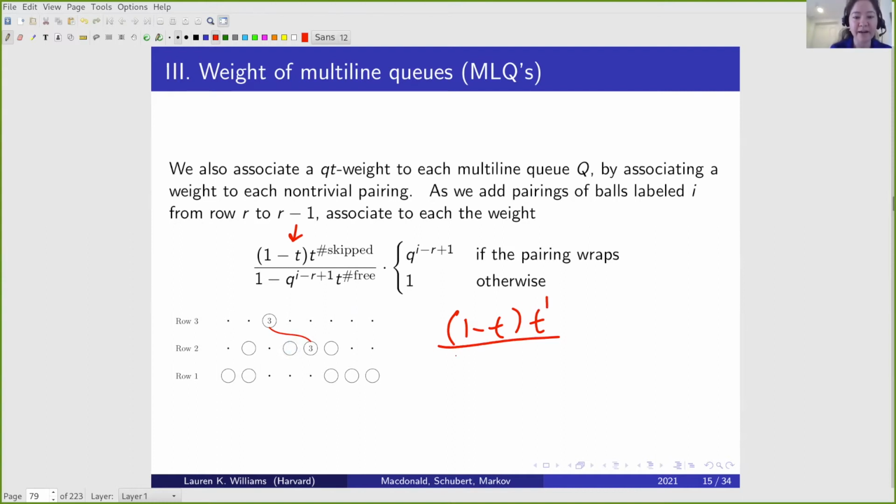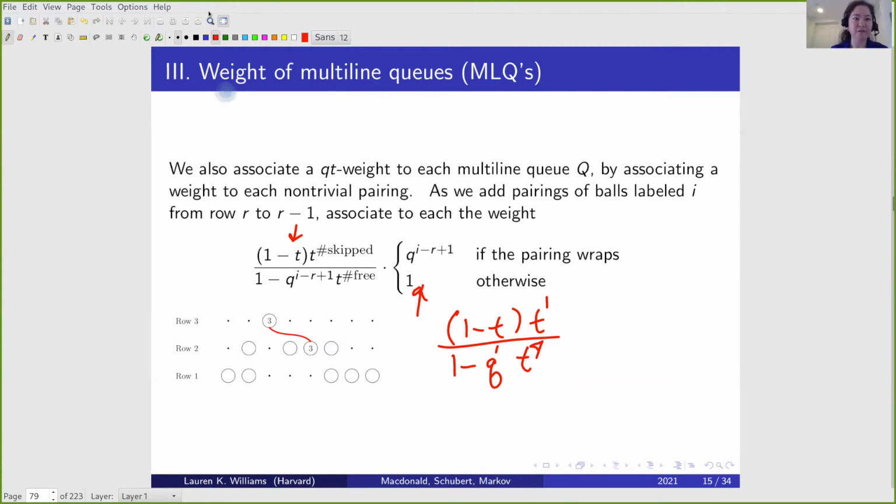And then I divide by this ratio, so 1 minus q to the i minus r plus 1. i is the number of the ball, and r is the row where it started. And then t to the number of free balls. Number of free balls means how many choices I had when I chose that pairing. There were 4 choices when I chose this pairing, so that's a 4. And then this factor over here, if the pairing wraps around the circle, I'm going to pick up a factor of q, and otherwise nothing.